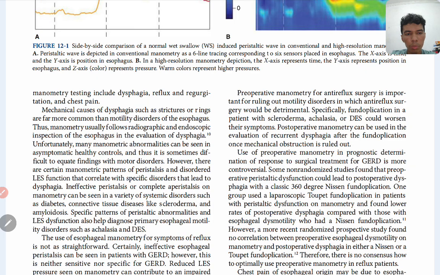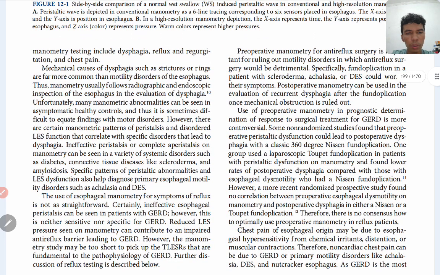Use of preoperative manometry in prognostic determination of response to surgical treatment for GERD is more controversial. Some non-randomized studies found that preoperative peristaltic dysfunction could lead to postoperative dysphagia with a classical 360 degree Nissen fundoplication.